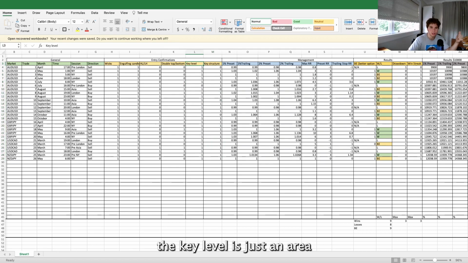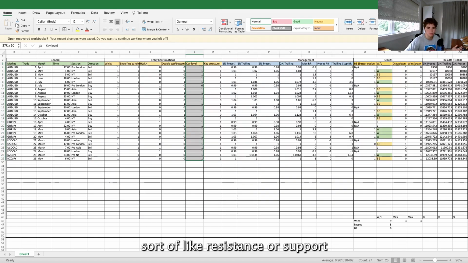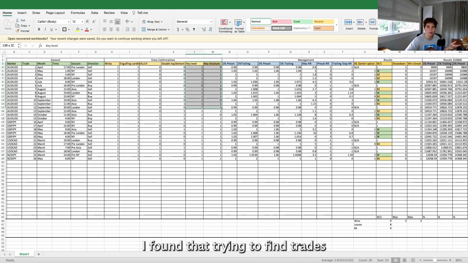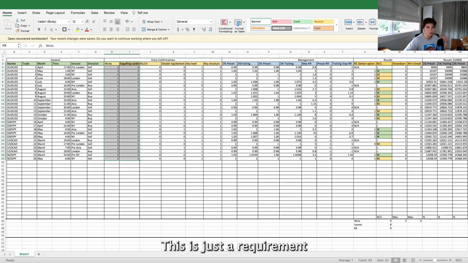A key level is just an area in the market where price is failing to break above or below multiple times, sort of like a resistance or support zone. Key structures are higher highs and higher lows, lower lows and lower highs. I found that trying to find trades where it's both a key level and a key structure is great. It provides a much higher win rate. These first two are just a requirement for my trading. I have to have wicks and I have to have engulfing candles, so it's always going to be a 1. Whereas with these, I'm still trying to fine tune which ones will be better.